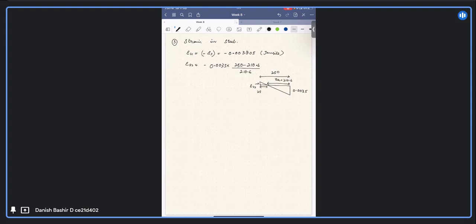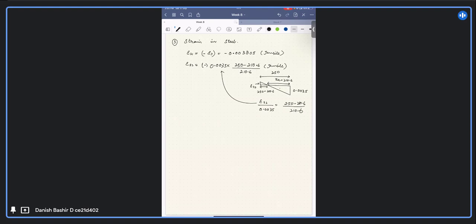This will be 250 minus 210.6. Apply the similar triangles, this triangle, this triangle. Similar triangles: epsilon S2 divided by 0.0035 will be this corresponding side, 250 minus 210.6, over this side, 210.6. Look, I have written the same expression here. Epsilon S2 is equal to 0.0035 into (250 minus 210.6) divided by 210.6. Negative sign is because it's tensile strain, okay? I already told you.